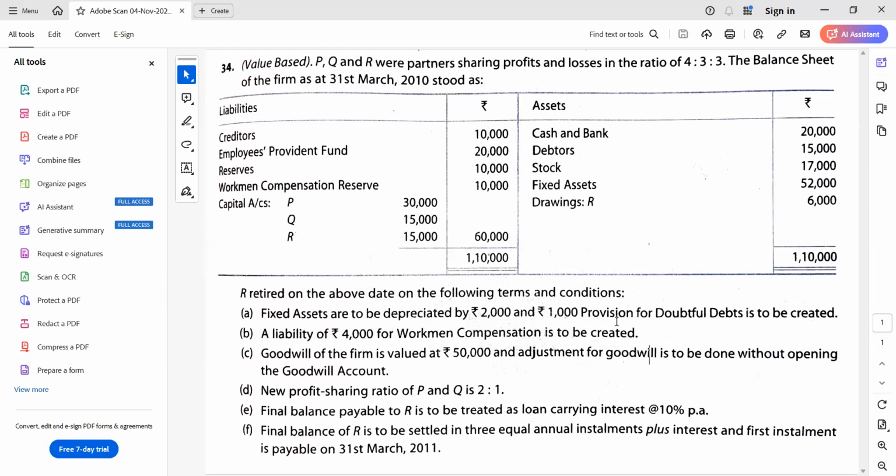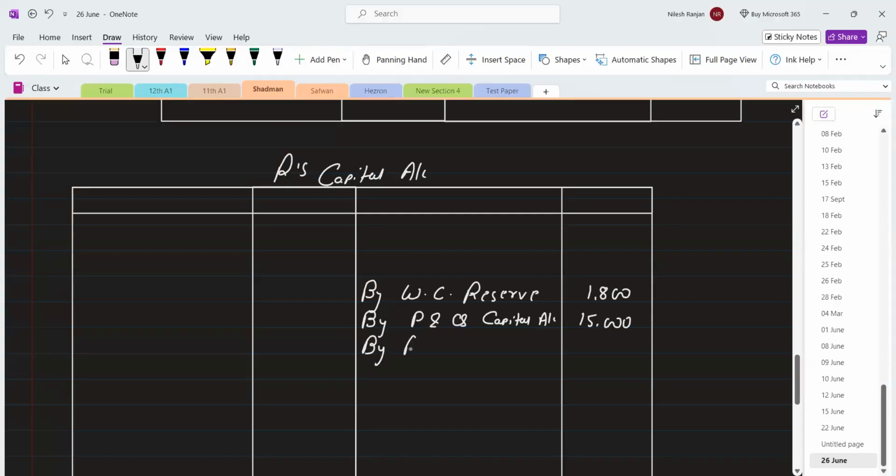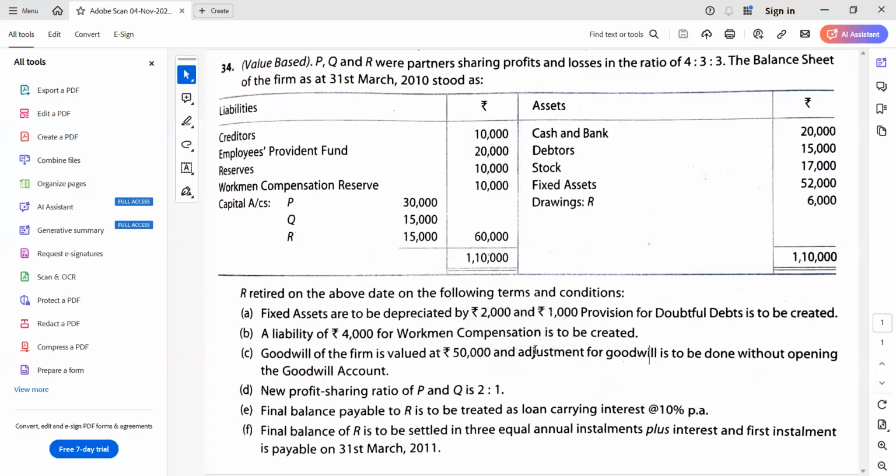Next is the new profit sharing ratio of P and Q is 2:1. Whatever the gaining ratio, we don't care right now because we don't need the gaining ratio in any of these things. Next is final balance payable to R is to be treated as loan carrying interest at 10% per annum. Means the additional information is complete. Now we will see the balance sheet information. There are creditors, employee provident fund, and there is a reserve. So by reserve, 10,000 will be distributed between partners and R will get 3,000. Again, workman compensation reserve is done.